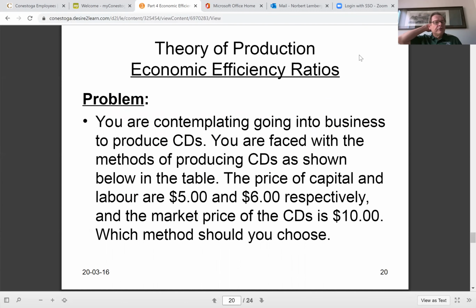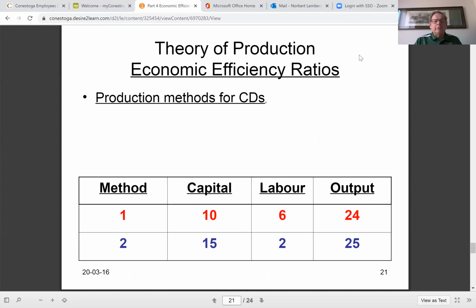So here's a problem for you. You are contemplating going into business to produce CDs. You are faced with the methods of producing CDs as shown below in the table. The price of capital and labor are $5 and $6 respectively, and the market price for the CD is $10. Which method should you choose? So method one uses 10 units of capital and 6 units of labor, produces 24 CDs. Method 2 uses 15 units of capital and only 2 units of labor and produces 25 CDs.